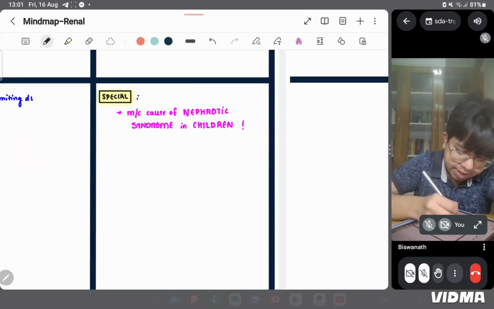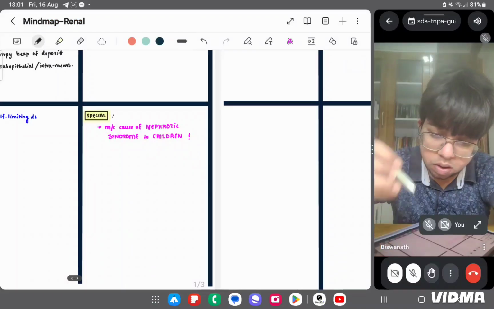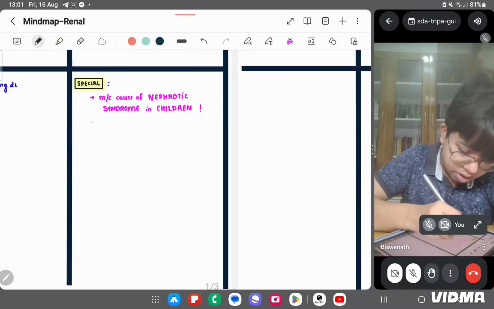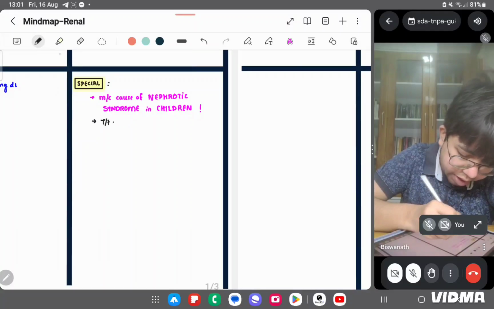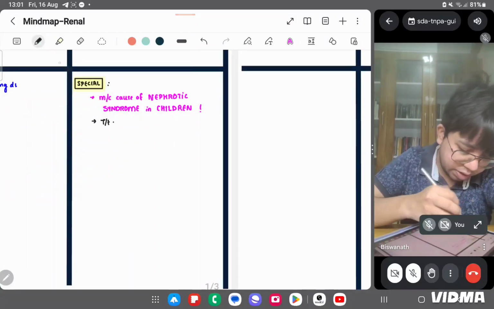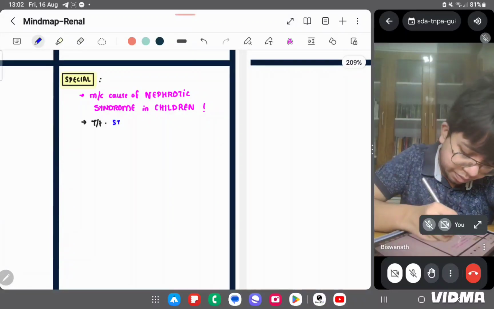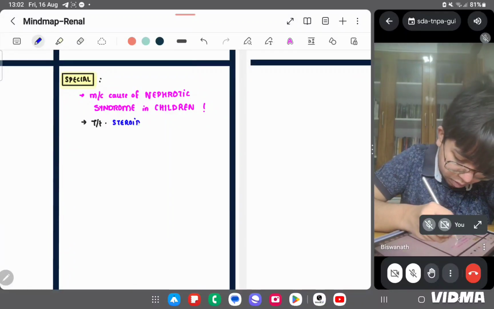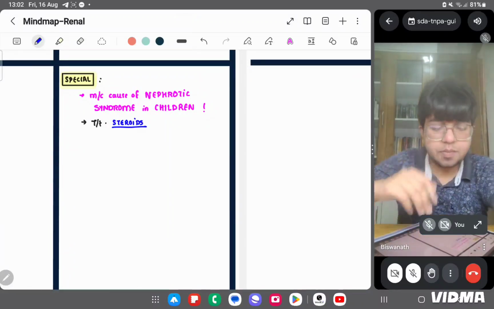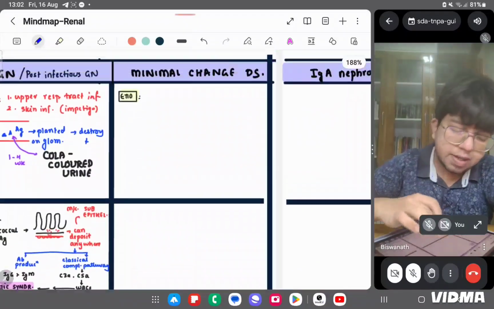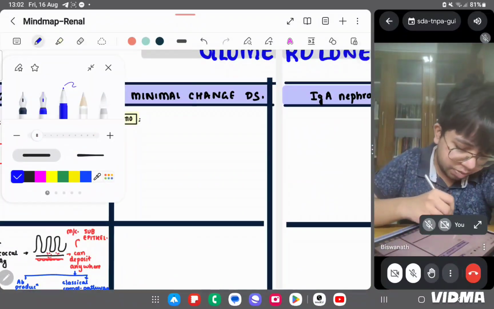So, treatment aspect, just a minute. Okay. So I was telling that the treatment is basically steroids. Okay, you give steroids and the disease will be cured. Understood? So those were some special points, and now we're coming to the etiology of this disorder.